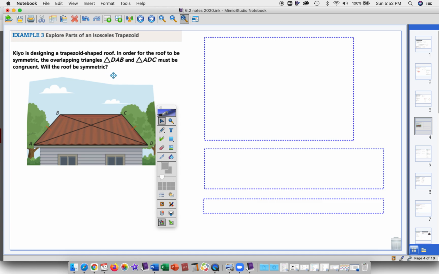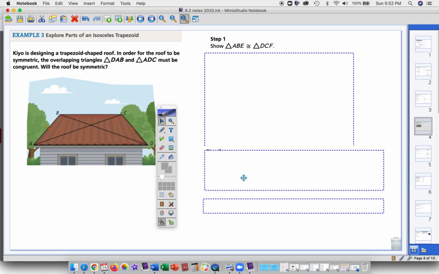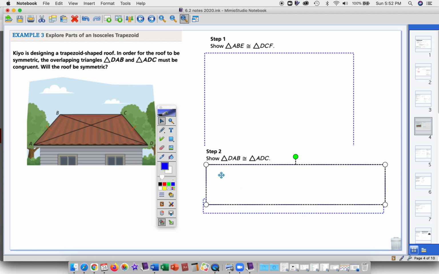I'm going to give you a little hint to get started here. Your first step, you want to show that triangle ABE is congruent to triangle DCF. After you've done that, then you can show that triangle DAB is congruent to triangle DAC. So pause the video, put some thought into this, write some things down, and then come back when you're done.